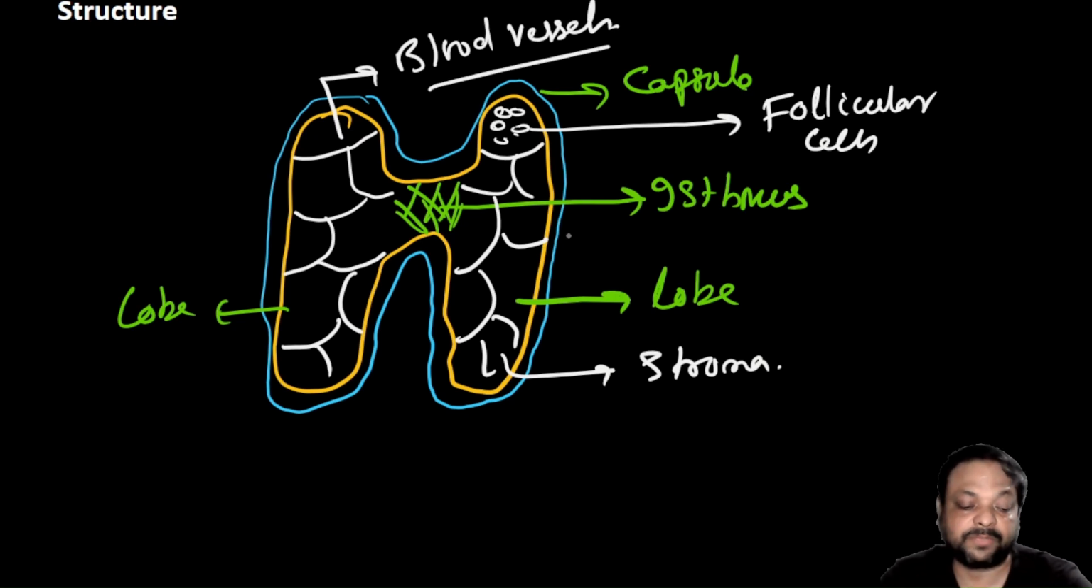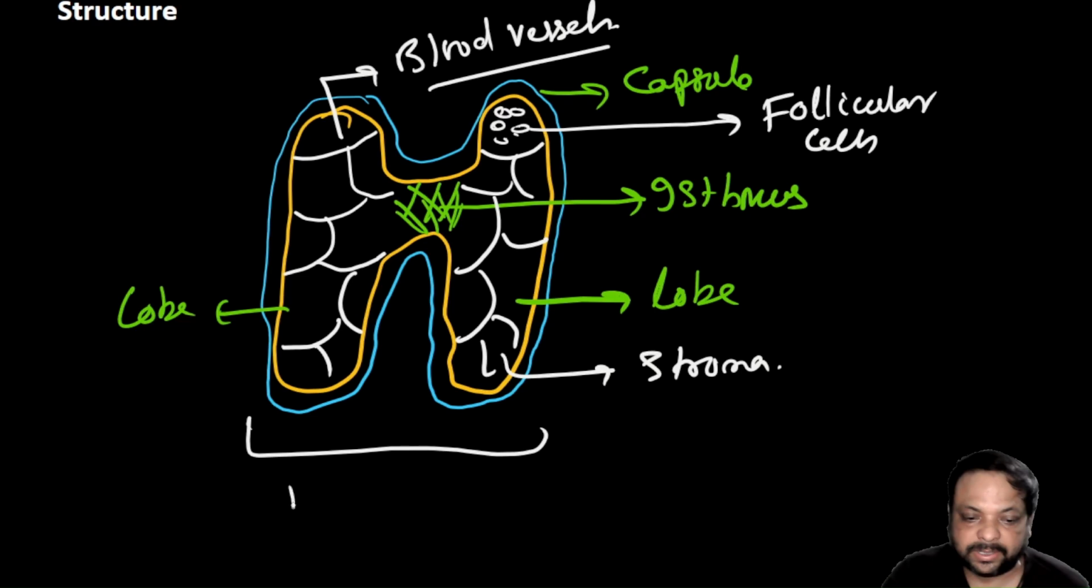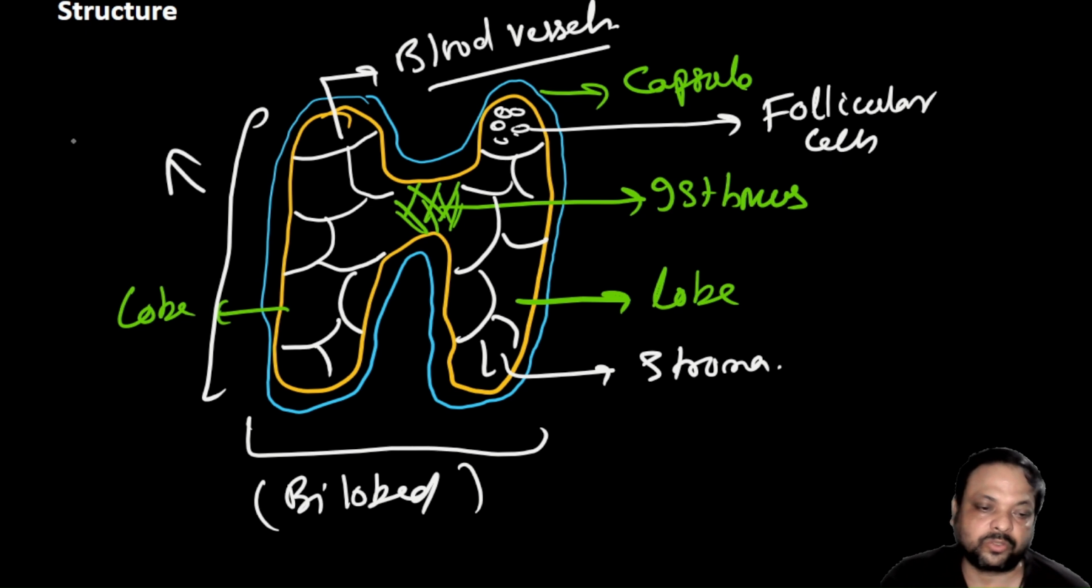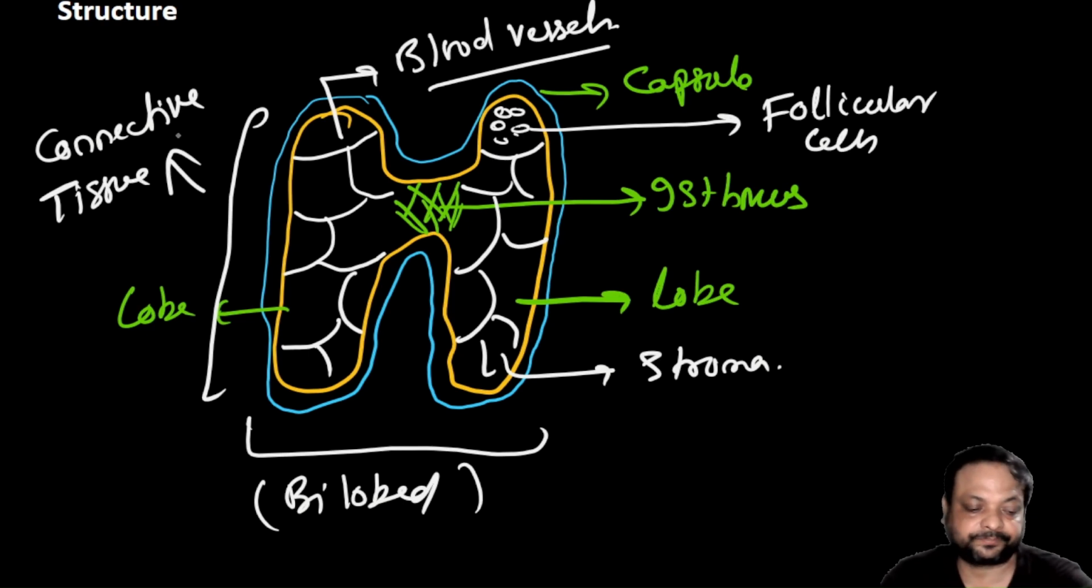So when we go to the anatomy of this particular structure, let's see what it is. This total structure is called what? It is a bilobed structure, and each lobe is made up of connective tissue. This is one lobe, and this is another lobe, and all the lobes are made up of what is called connective tissue. So this is what we learn from the structure. Got it?